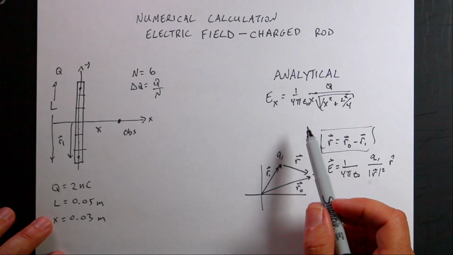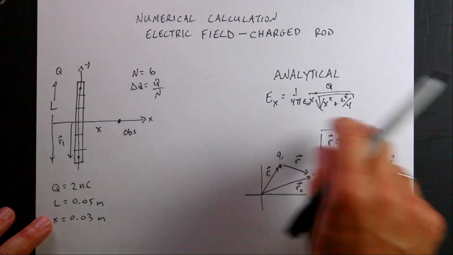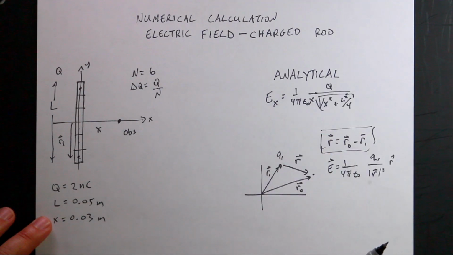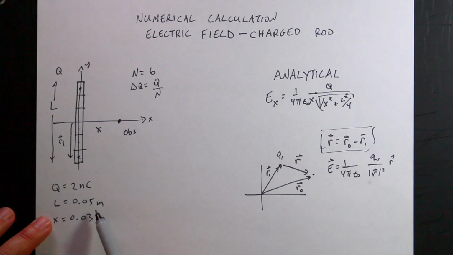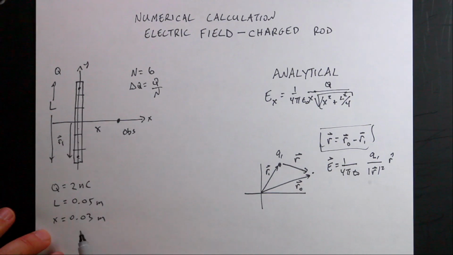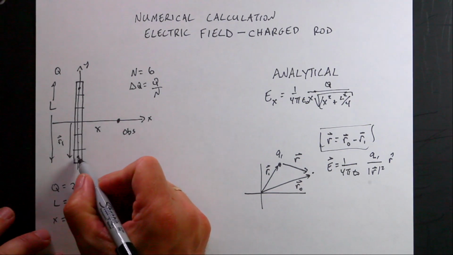And you may think that's not cool, but everything that we do is essentially a numerical calculation anyway. When you do any type of trig function, there's no easy way to get that without either having an infinite series or a lookup table or something like that. So I'm going to have to use numbers. So I have the charge of the rod is Q, the length is 0.5 meters, and this x distance is 0.03.